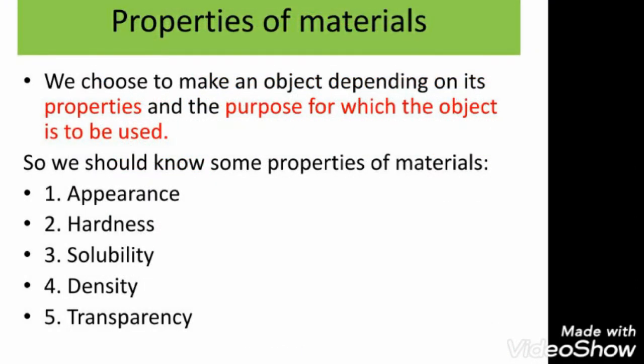Now, the properties on which the materials can be sorted are appearance, hardness, solubility, density and transparency. On the basis of these 5 properties, material can be sorted out and classified. They can be divided into groups.